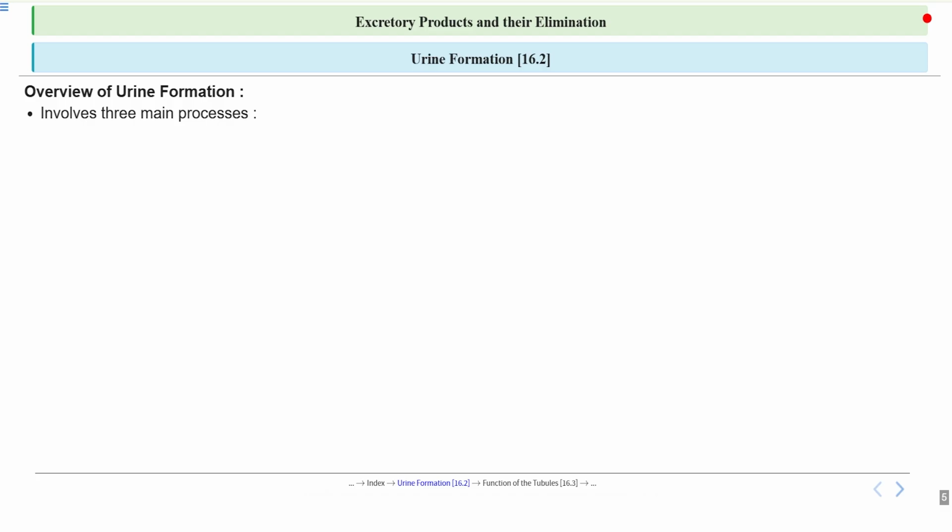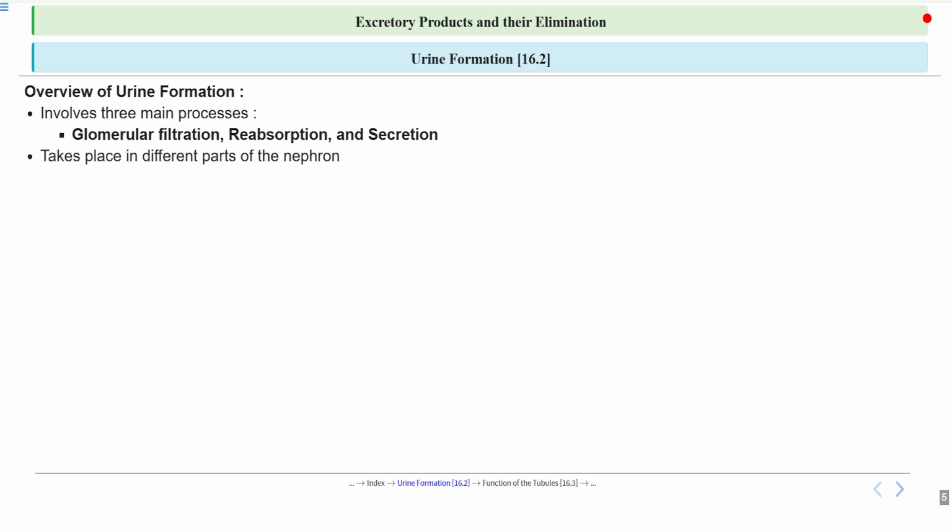So urine formation mainly involves three main processes, that are glomerular filtration, reabsorption and secretion. Here each step is vital for removing waste and keeping our body's chemistry balanced. Remember these three terms: glomerular filtration, reabsorption and secretion. They form the foundation of kidney function, and kidneys keep our blood clean and maintain homeostasis.